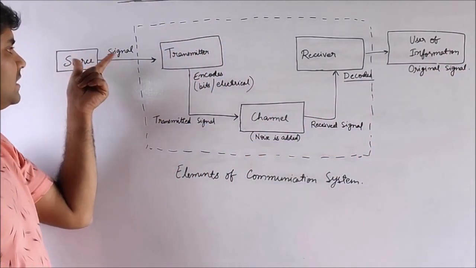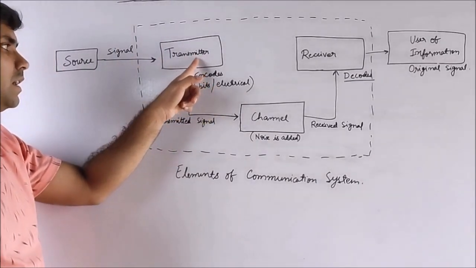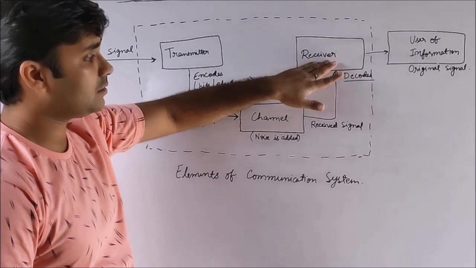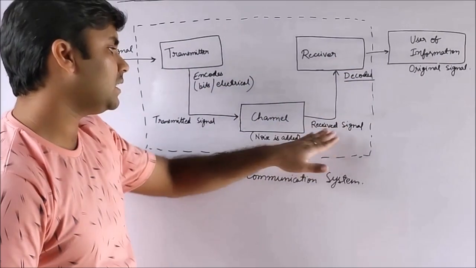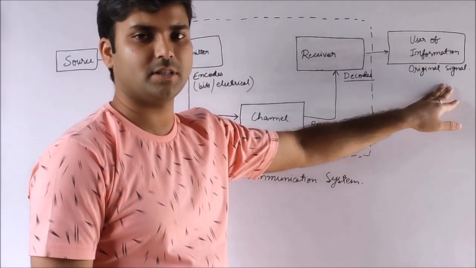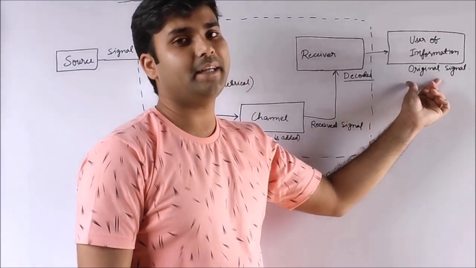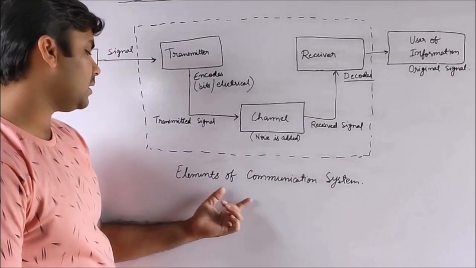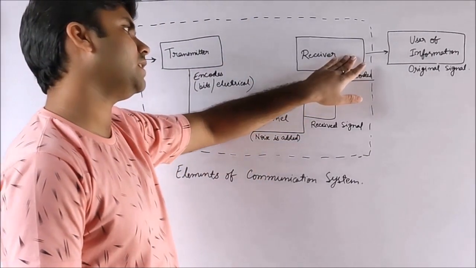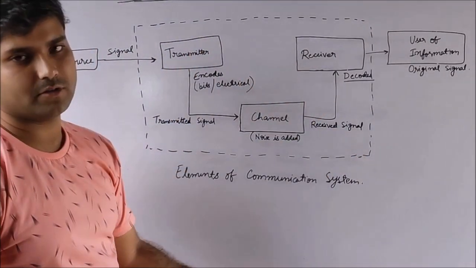So the source is generating the signal, sending it to the transmitter so that it can be encoded and transferred through the channel, and at the other end a receiver is a system which is receiving the signal from the channel and decoding it to the original message, which reaches the destination where it was intended to go. So this is the elements of the communication system. The source, the transmitter, the channel, the receiver, and the destination. All these are the elements of the communication system.